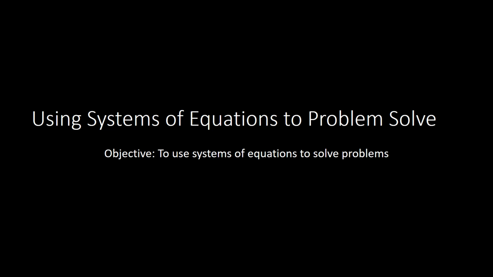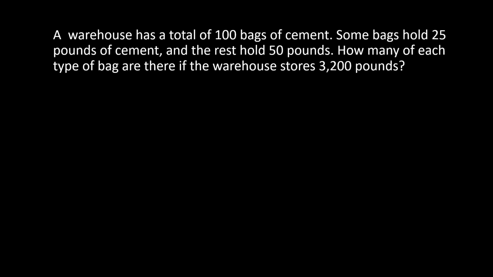So I'm going to just show you one example, and I'm going to walk you through the thought process that is needed to solve any type of question. So the example I'm going to show you is as follows. The question is, a warehouse has a total of 100 bags of cement. Some bags hold 25 pounds and the rest hold 50 pounds. How many of each type of bag are there if the warehouse stores a total of 3,200 pounds?